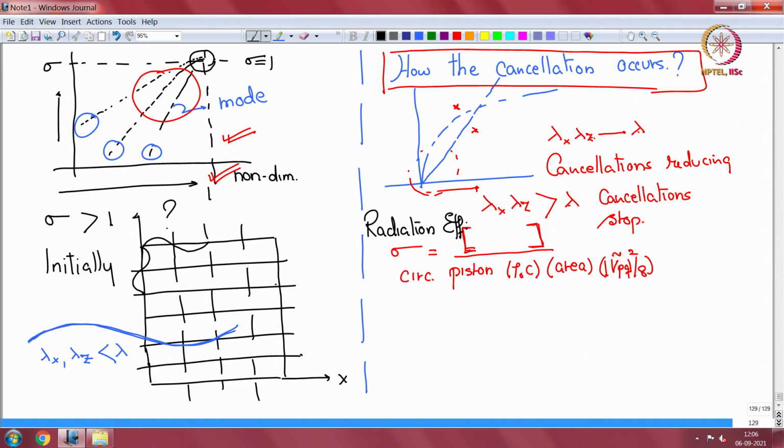Okay, and we defined it in this manner: the sound power radiated by a panel in a certain medium at a certain frequency with a certain amplitude, divided by the sound power radiated by a circular piston in the same medium with the same area as the panel and the same mean square space-time averaged velocity. Now we have been talking about cancellation. So how does this cancellation occur? We will look at that now.